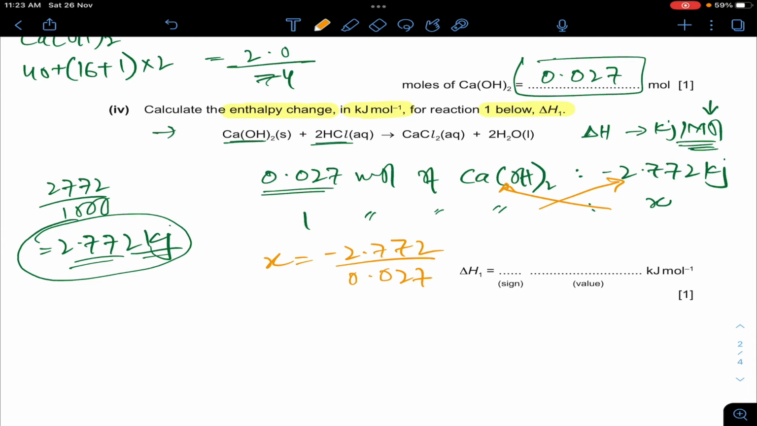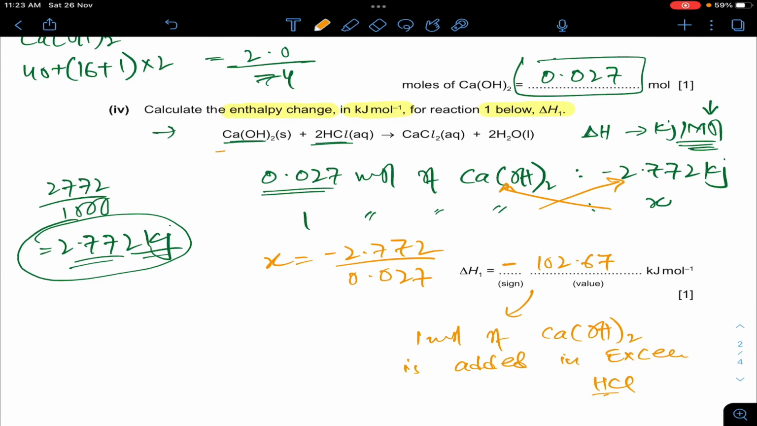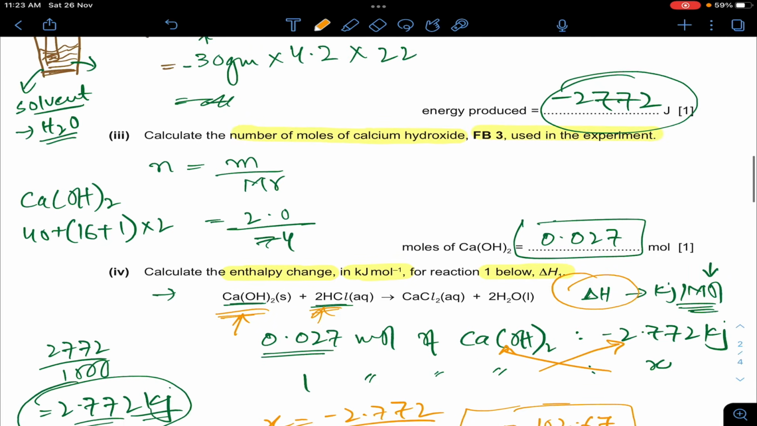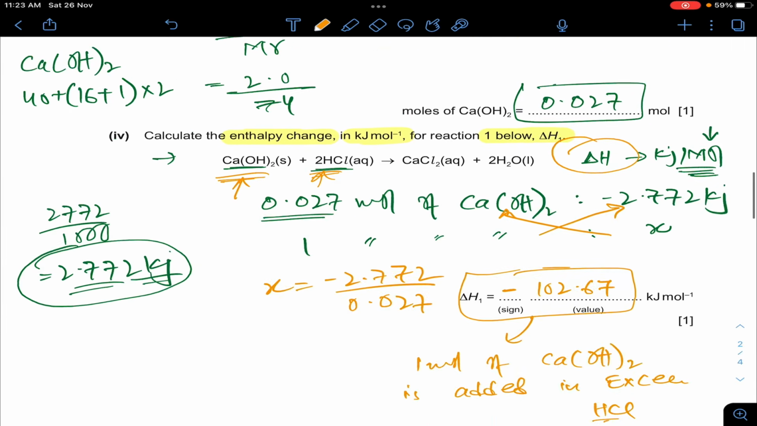That would be equal to minus 102.67 kilojoules per mole. So this is the amount of energy released when 1 mole of calcium hydroxide is added in excess hydrochloric acid. When 1 mole of calcium hydroxide is added in excess hydrochloric acid, the amount of energy released is minus 102.67 kilojoules per mole. Alright, so very simple calculation. Now this is the first part of the question.